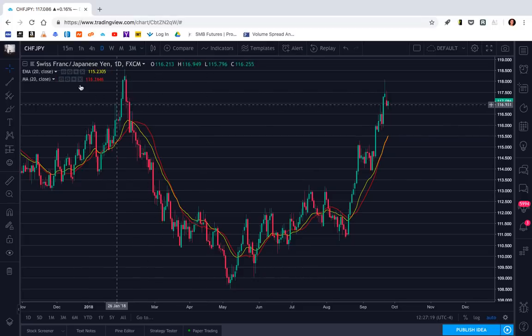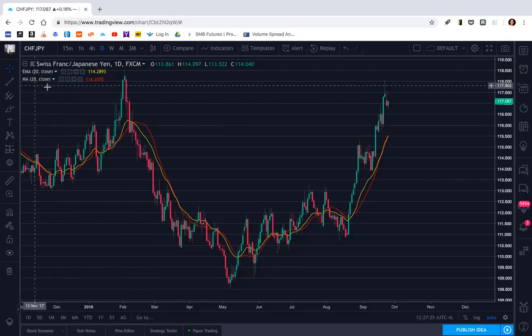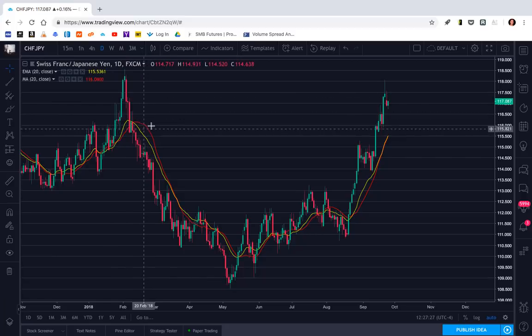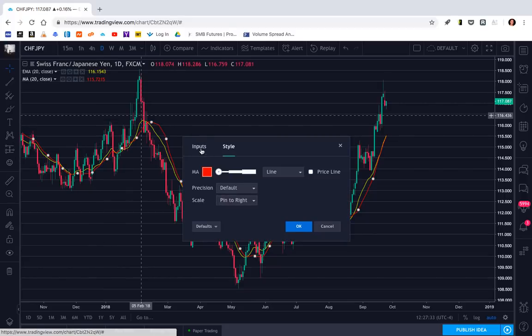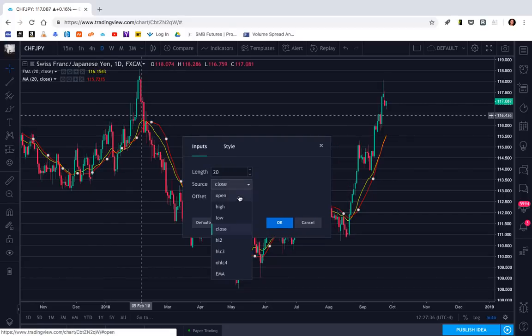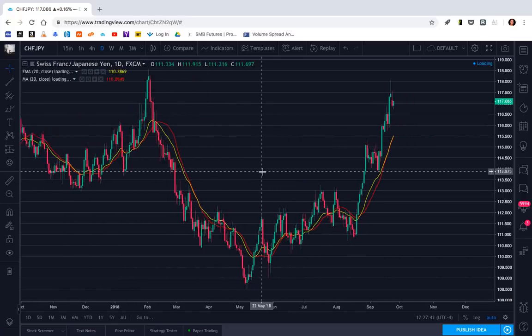So in this example, we have the EMA, which is the exponential moving average, that's the yellow guy, and the simple moving average is the red one. They're both set at 20 period closing, right? So what that means is we've got the close set here. You can have a variety of options. We prefer to see the average of the closing prices.